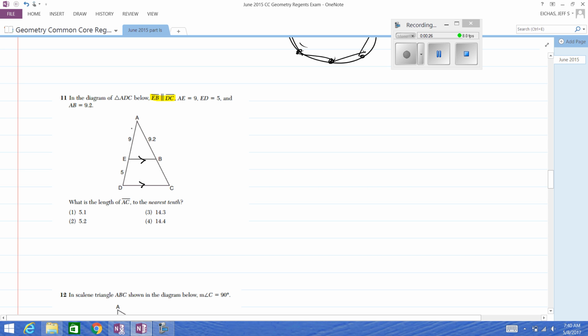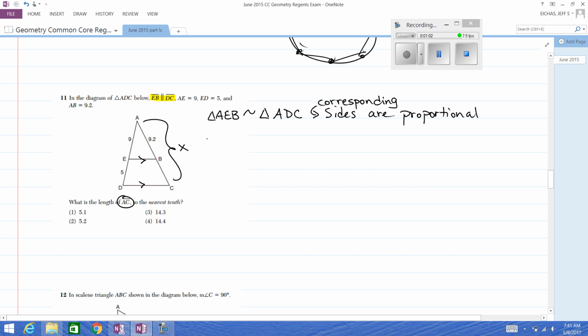What you should see now is triangle AEB is now similar to triangle ADC. Now, with that information, we should get that sides are proportional. Let's put in this keyword, corresponding sides are proportional. So, we're looking for corresponding sides right now. We are looking for the length of AC. So let's call that X.